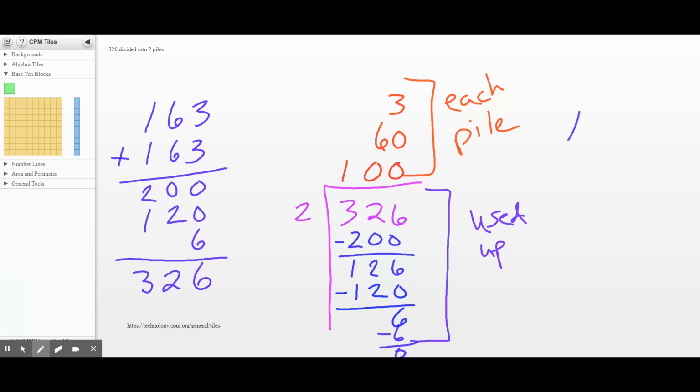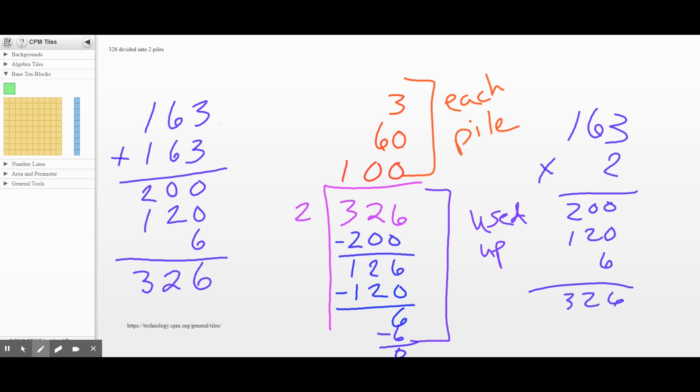Or I could multiply 163 multiplied by 2. 100 times 2 is 200. 60 times 2 is 120. 3 times 2 is 6. And when I add that up, 326. Now, you may have done that a different way, using a different strategy for adding or subtracting those numbers. But what it comes down to is I ended up with 326, whether I added it or I multiplied it using the strategies that I used.